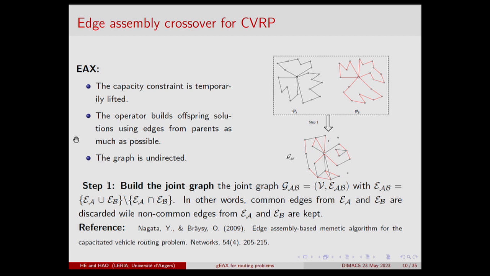In EAX, step one is to build the joint graph based on two parent solutions. This procedure is very simple. Look at solutions A and B. Common edges used in both solutions are removed directly. For example, these three edges are used in both solutions. Non-common edges, such as this one, which is only used in A, will be kept in the joint graph G_AB. Mathematically, E_AB equals the symmetric difference of E_A and E_B.